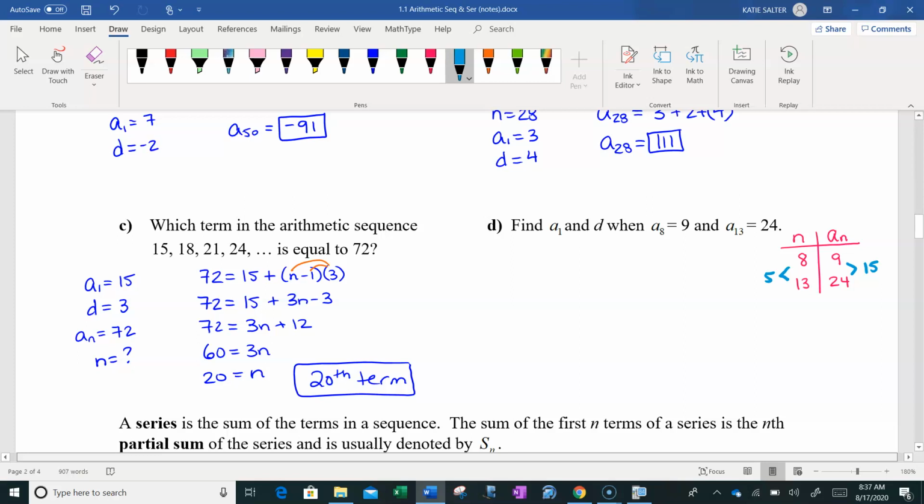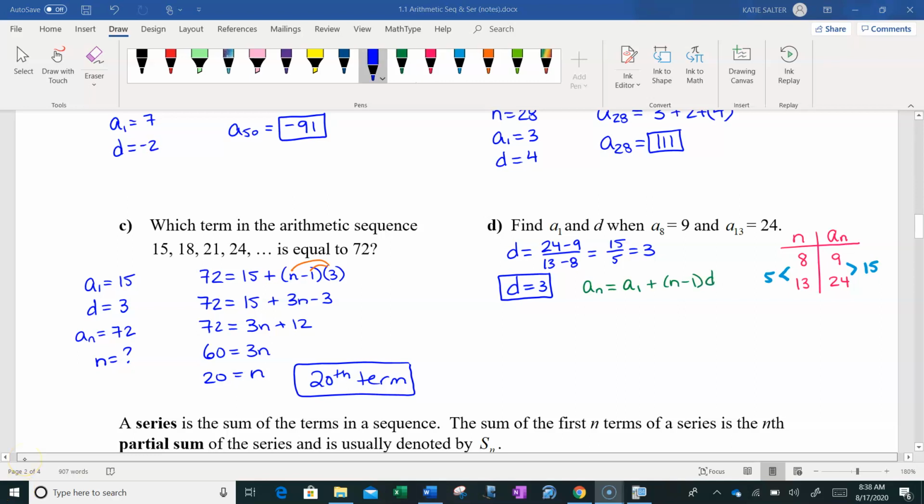You can also do this by using your slope formula. You can set it up like that. You could say, okay, well, d equals 24 minus 9 over 13 minus 8. And so we would get 15 divided by 5, which is 3. It doesn't matter to me how you do it as long as you can figure out that that common difference is 3. So once we know that the common difference is 3, we now have to find the first term. So we're going to need to use some of our information here. So real quickly, I'm going to write the formula again. Remember, the formula is a sub n equals a sub 1 plus n minus 1 times d.